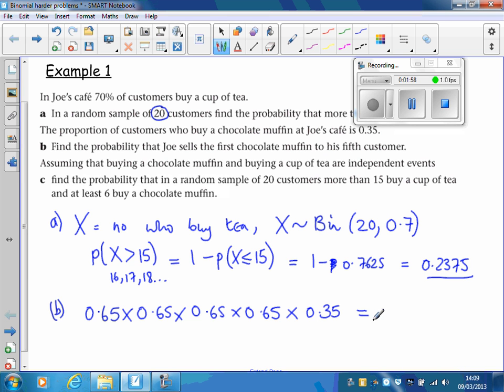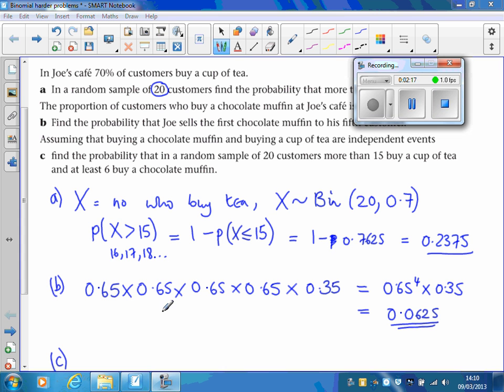So if we multiply those all together, it's slightly easier to do 0.65 to the power 4. In fact, it's just the geometric, but you don't really need to know that. Multiplied by 0.35, and that comes out as 0.0625.